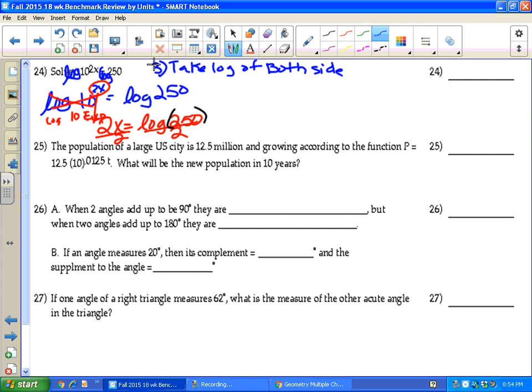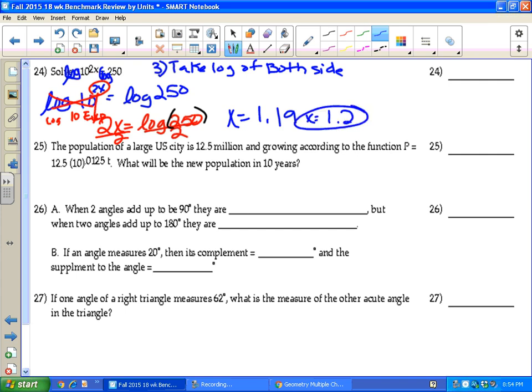So log of 250. Log, parentheses, I'm doing it on my calculator, 250, close parentheses, divided by 2. I get a decimal. X is equal to 1.199, which I could say is 1.2. You will get decimals.